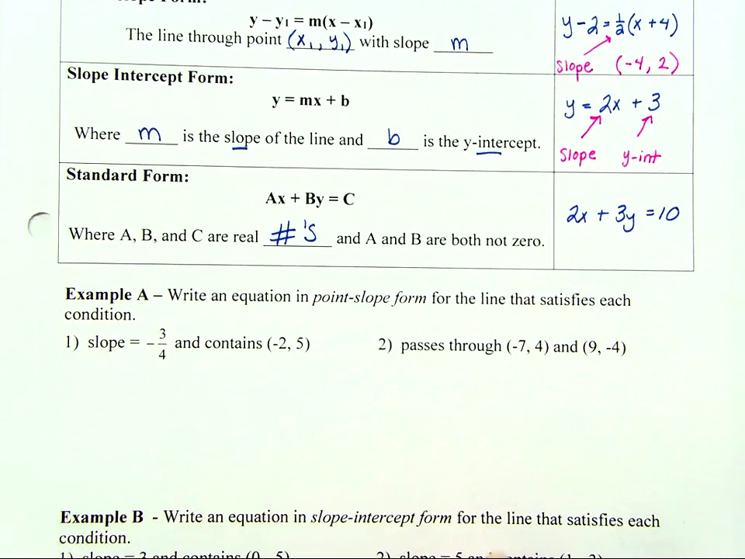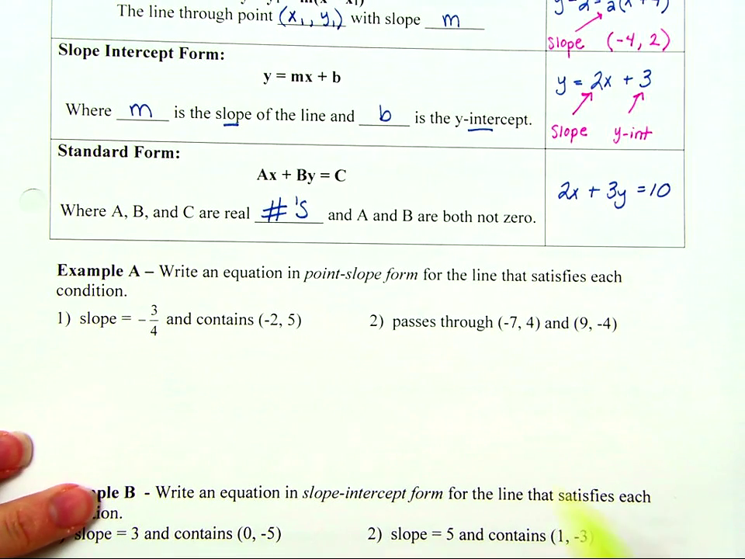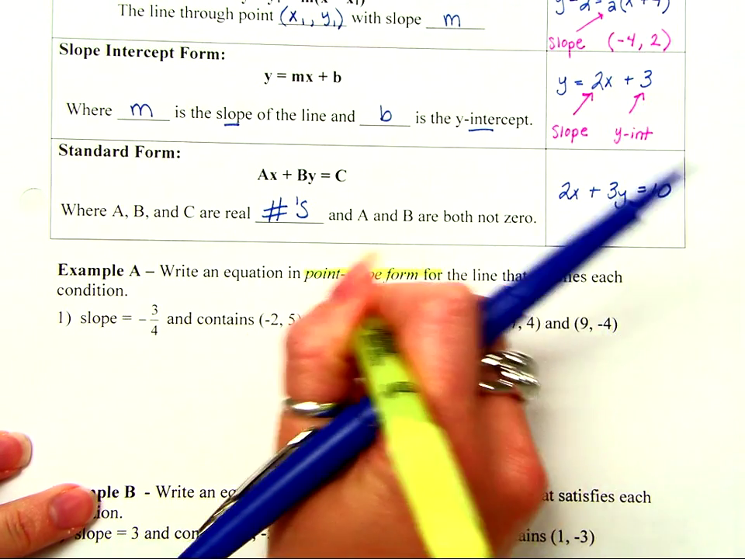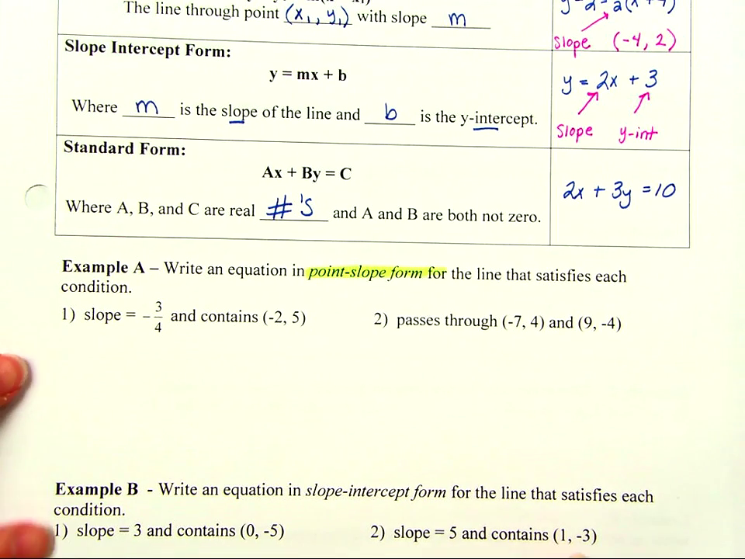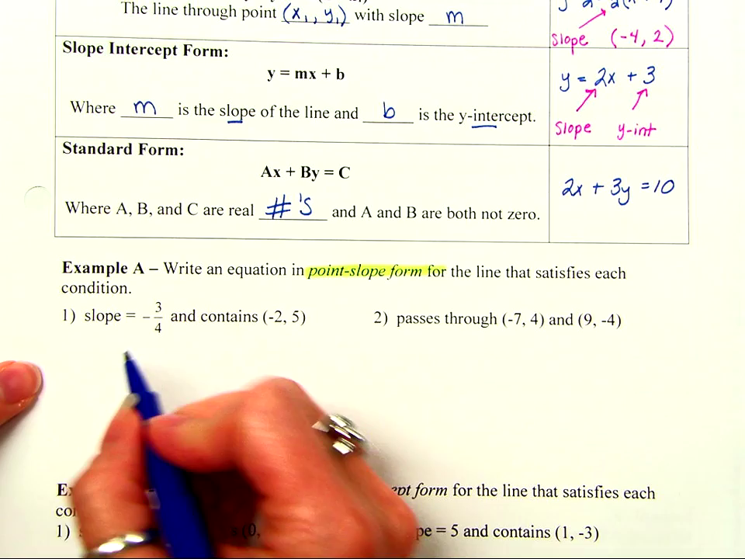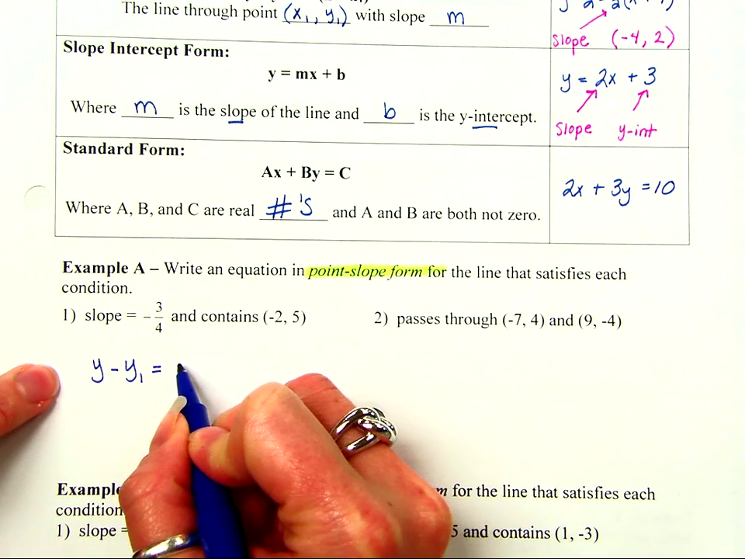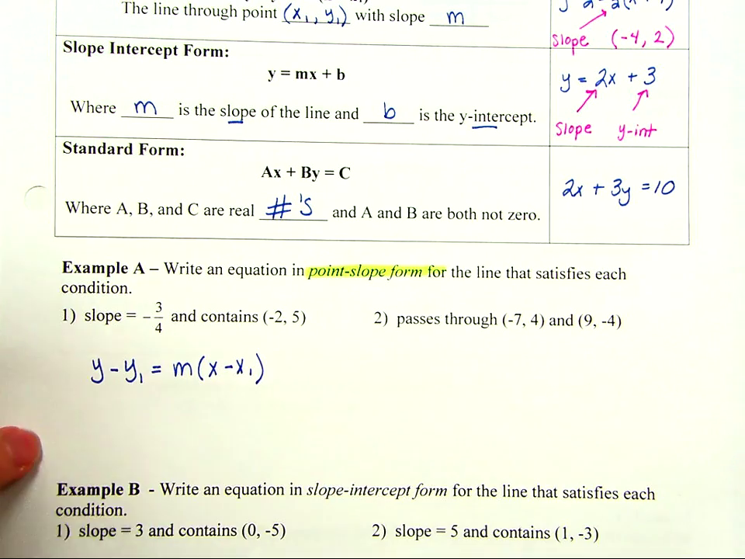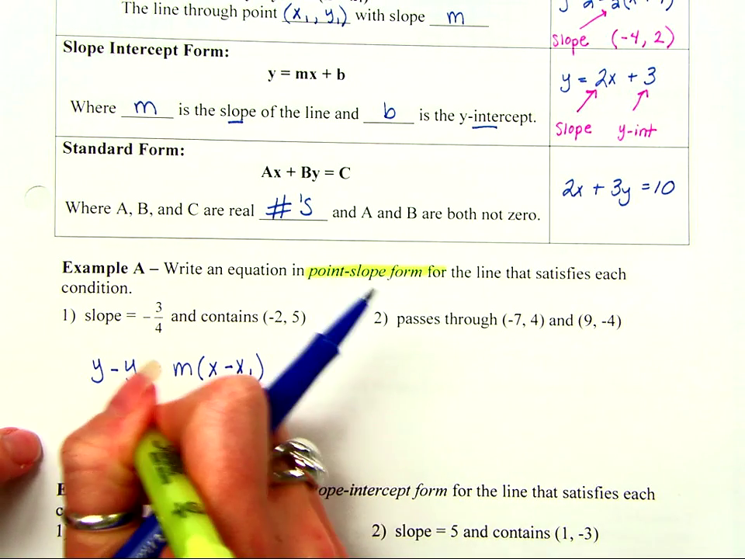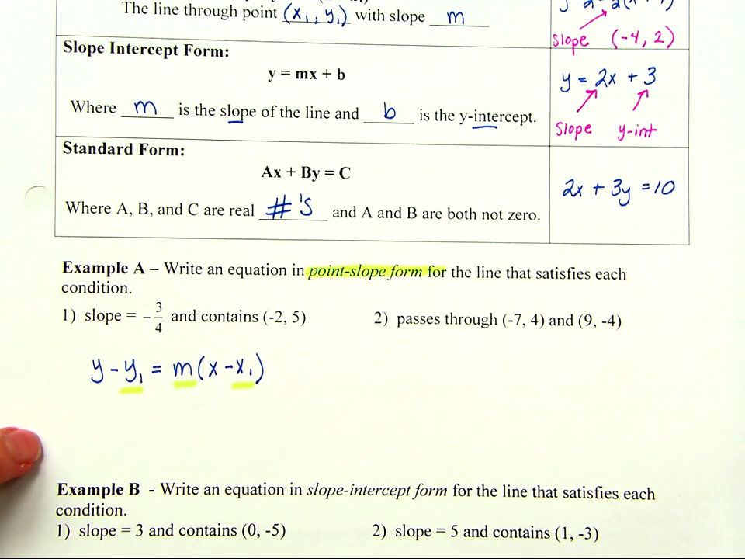We're going to work on writing the equations of our line. And in example A, you can see that they're going to ask us to write our equation in point-slope form. The first thing we want to remind ourselves, point-slope form is the one where we have y minus y1 equal to m times x minus x1.